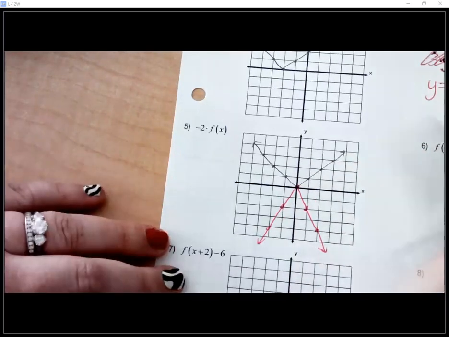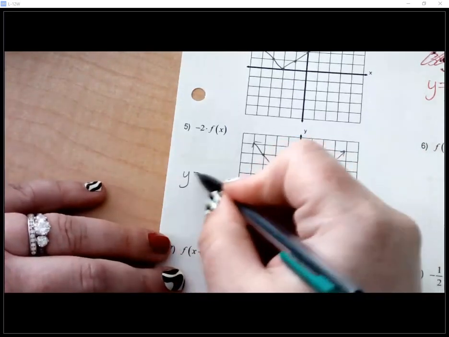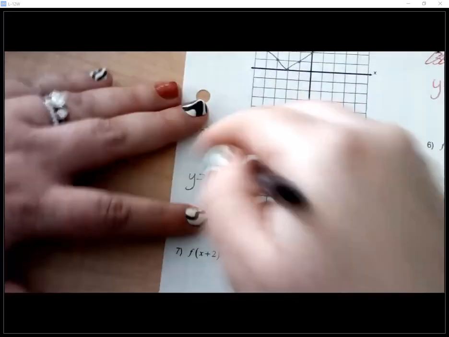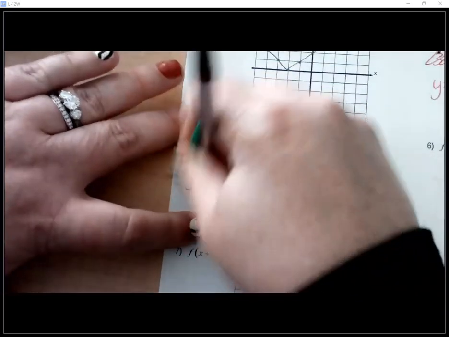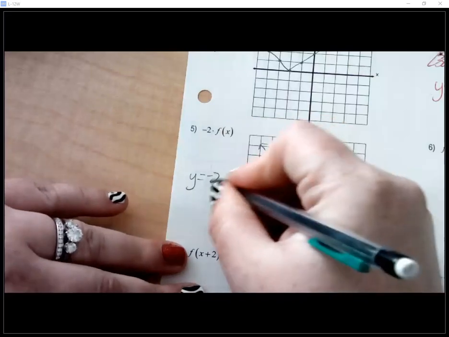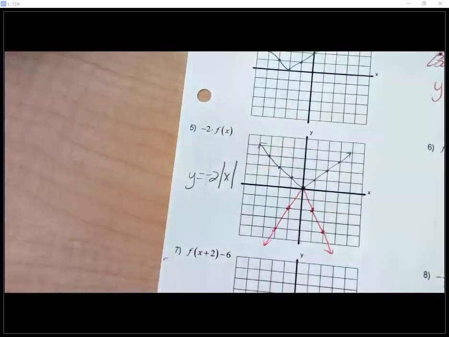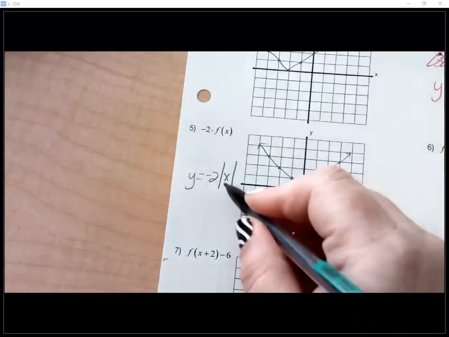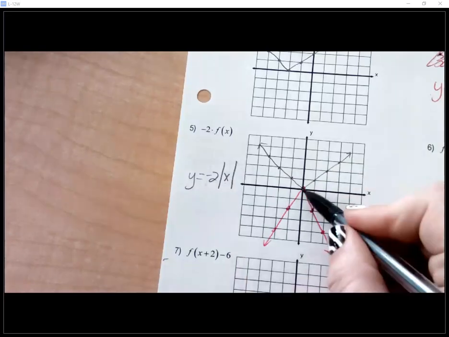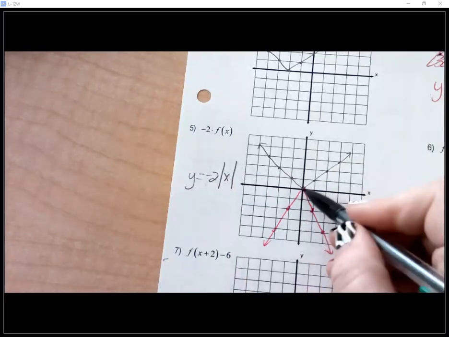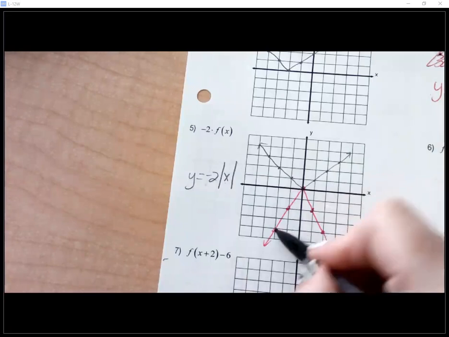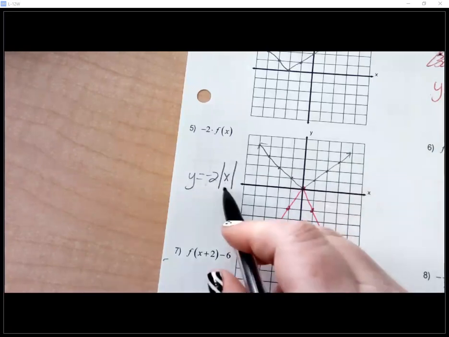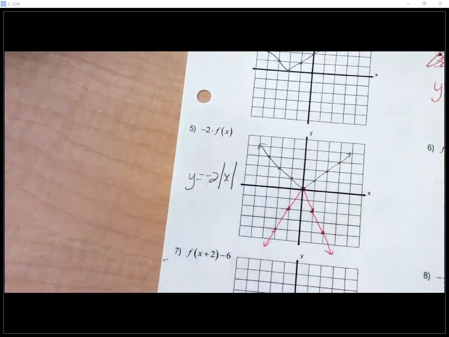So again, I'm going to take the entire function and I'm multiplying it by a -2. So I'll have -2 times the absolute value of x. Let's just pick a point and make sure that it works. How about this one right here? When I plug in 1 for x, I should be getting out a -2. And I do. Try it this way. Let's pick this one. If I plug in -2 for x, I should get out a -4. I do. So I know I've done that one correctly.